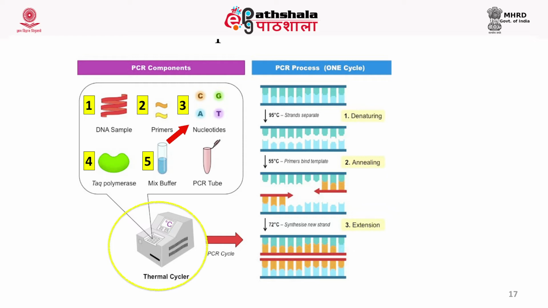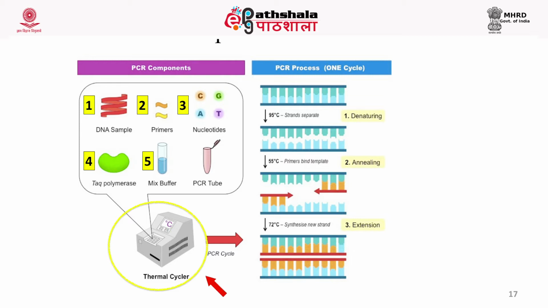The third component is the nucleotides. These are the building blocks for DNA amplification. The fourth and very important component is Taq DNA polymerase. The fifth component is the mix of the buffer and divalent cations useful for the action of Taq polymerase. All these 5 components go into a reaction mixture in a PCR tube. This PCR tube is placed in a thermal cycler.